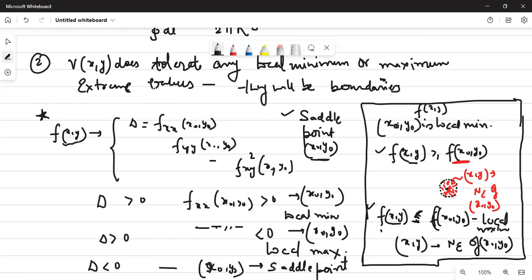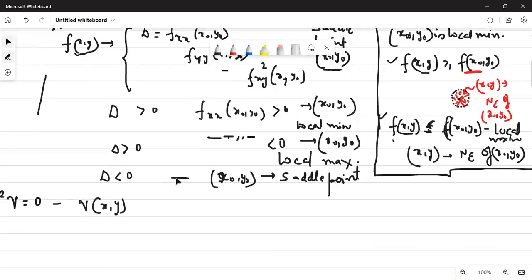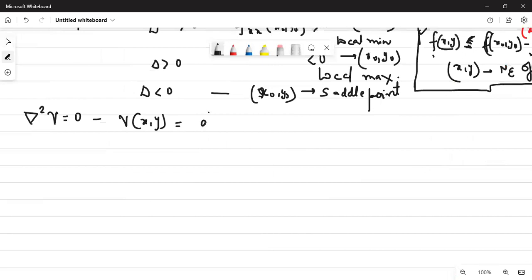Now, let us take the solution that we wrote for the two-dimensional Laplace's equation. One of the solutions that I wrote was, I think, a squared by 2 times x squared minus y squared. What I have to do is first understand whether this particular function admits any local maximum. The first thing in order to find a local maximum or minimum is to first evaluate the critical points.